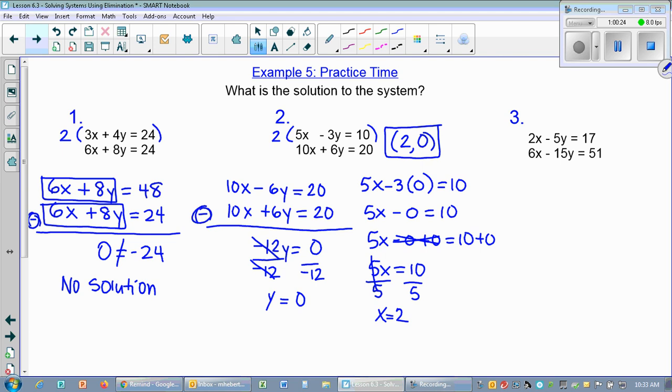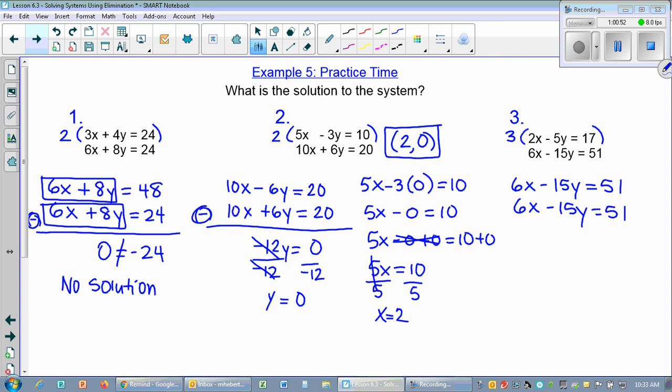All right, our third set. So we have 2 and 6 are not the same. 5 and 15 are not the same number. But 2 will go into 6 3 times, so I'm multiplying everyone on the top by 3. Giving me 6x minus 15y, and 3 times 17 is 51. The second equation has a 6x, so I'm okay. So 6x minus 15y equals 51.